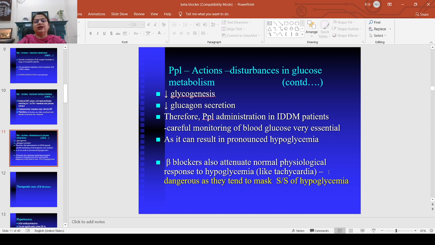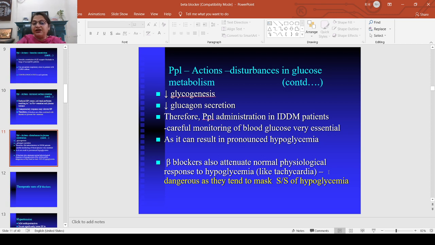Propranolol causes disturbances in metabolism. Firstly, we will discuss glucose metabolism. It decreases glycogenesis and also decreases glucagon secretion. Therefore, careful monitoring of blood glucose is very essential when propranolol is to be administered in IDDM patients, as it can result in pronounced hypoglycemia.